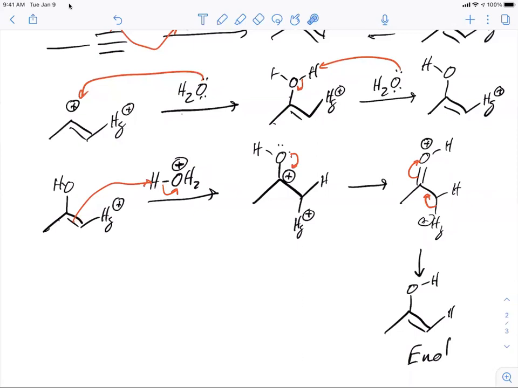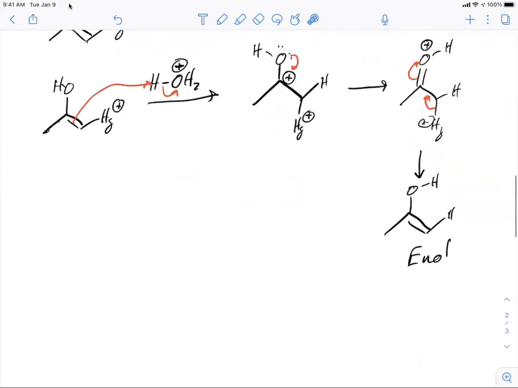Now we're going to form a stabilized species here. So the oxygen is more stable than the empty orbital carbocation. But then at this point, we get the mercury to leave to give us the enol. The enol is not as stable, then we get tautomerization. So this is our enol, keto.